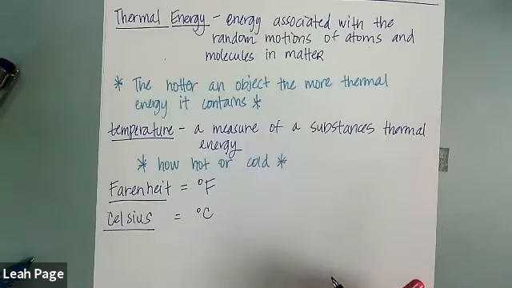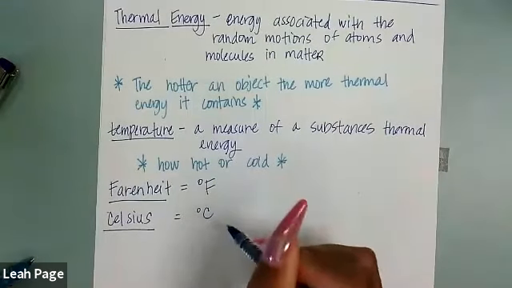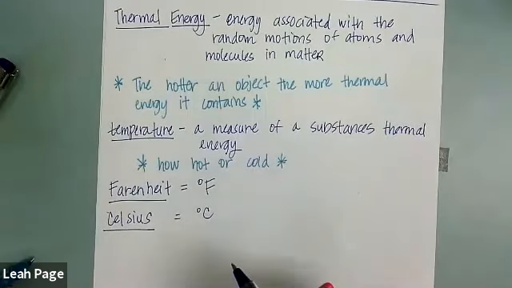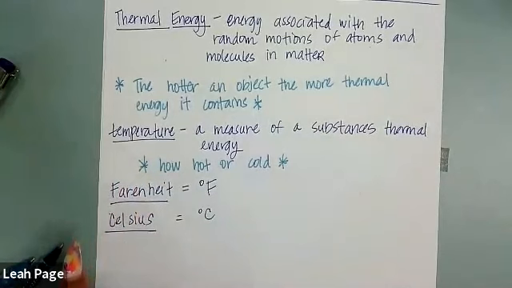In the Celsius scale, we use the symbol degree sign and capital C. So the US uses Fahrenheit. Like if you look at the temperature outside, I'm not sure what the temperature is in Chicago, probably somewhere in the 60s or 70s. And that's measured in degrees Fahrenheit.